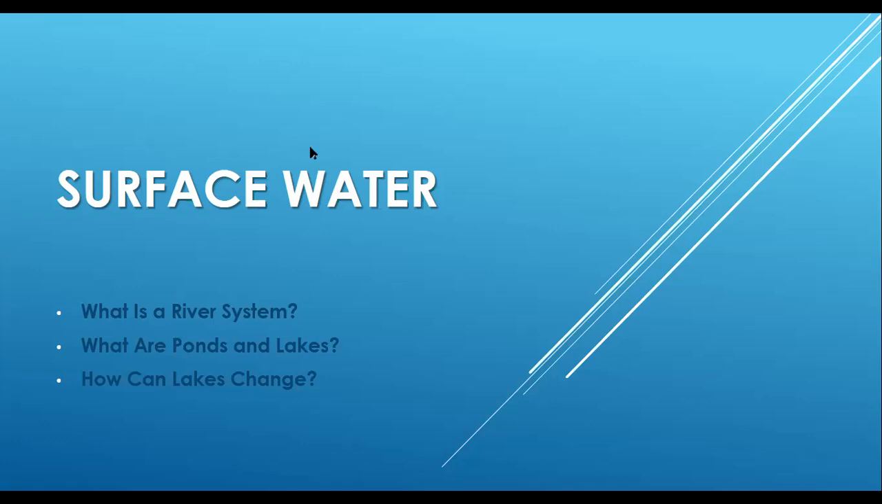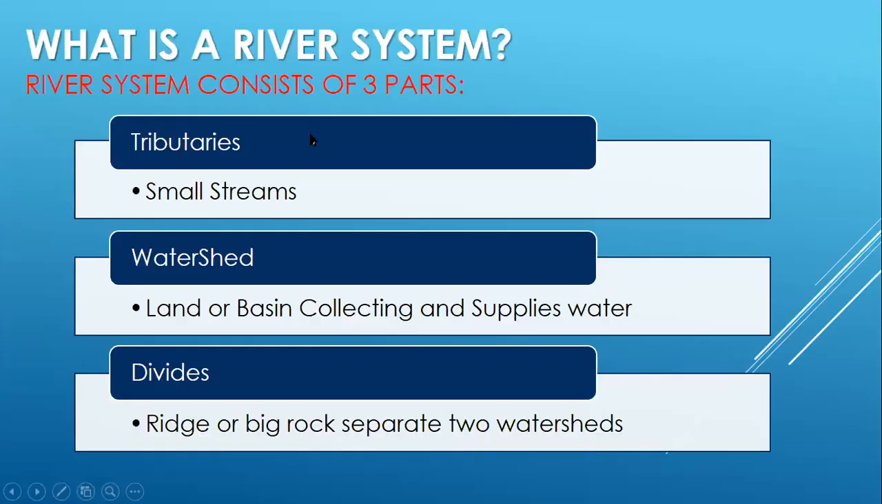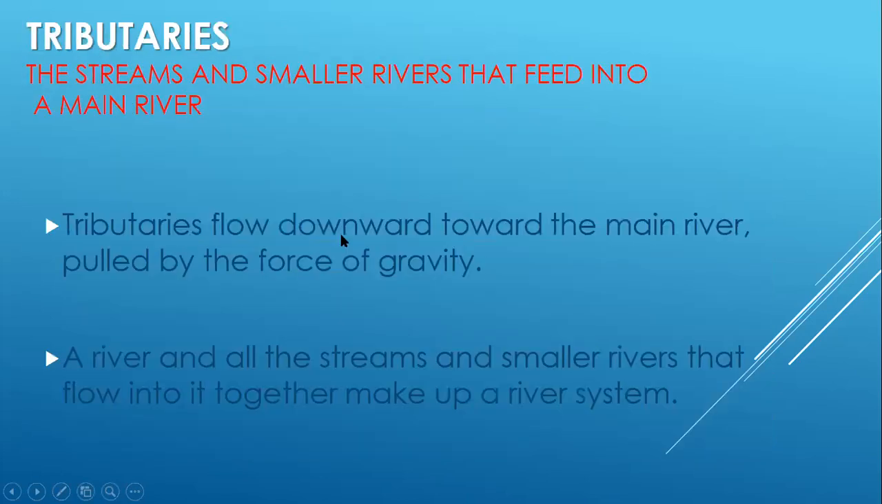What is the river system? We said, guys, that the river system consists of three main constituents. Number one is tributaries, which are small streams or branches that feed the main river. Number two is the watershed, a part of the land or a basin that collects the water and supplies it to the rivers. Number three is divides, a ridge or big rocks that separate two watersheds from each other. So many times you can get more than one watershed supplying the same stream.